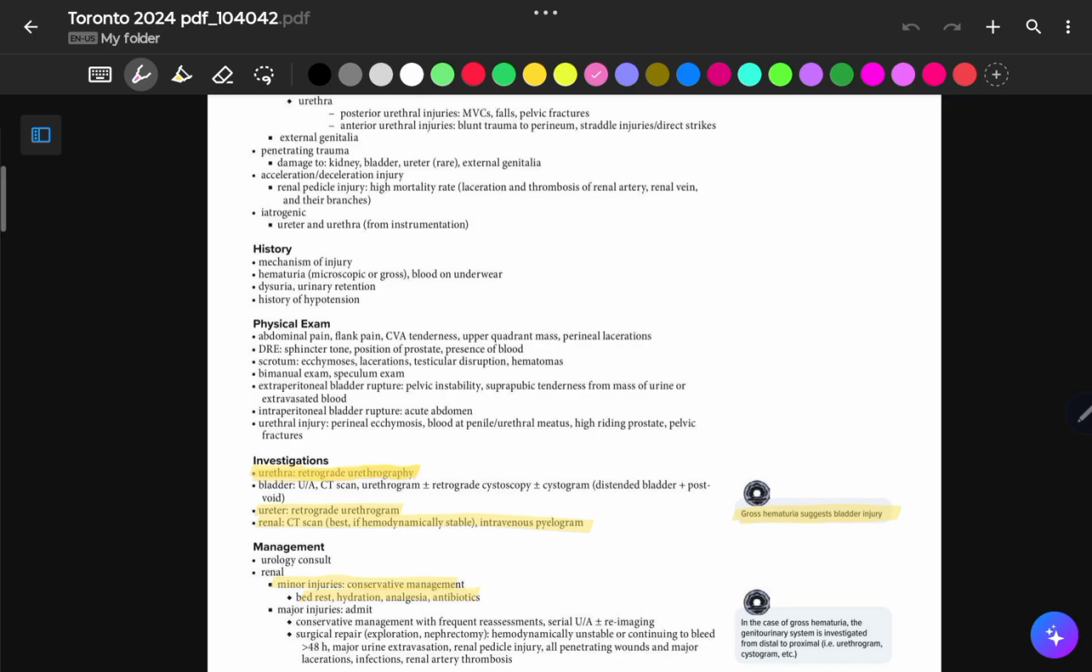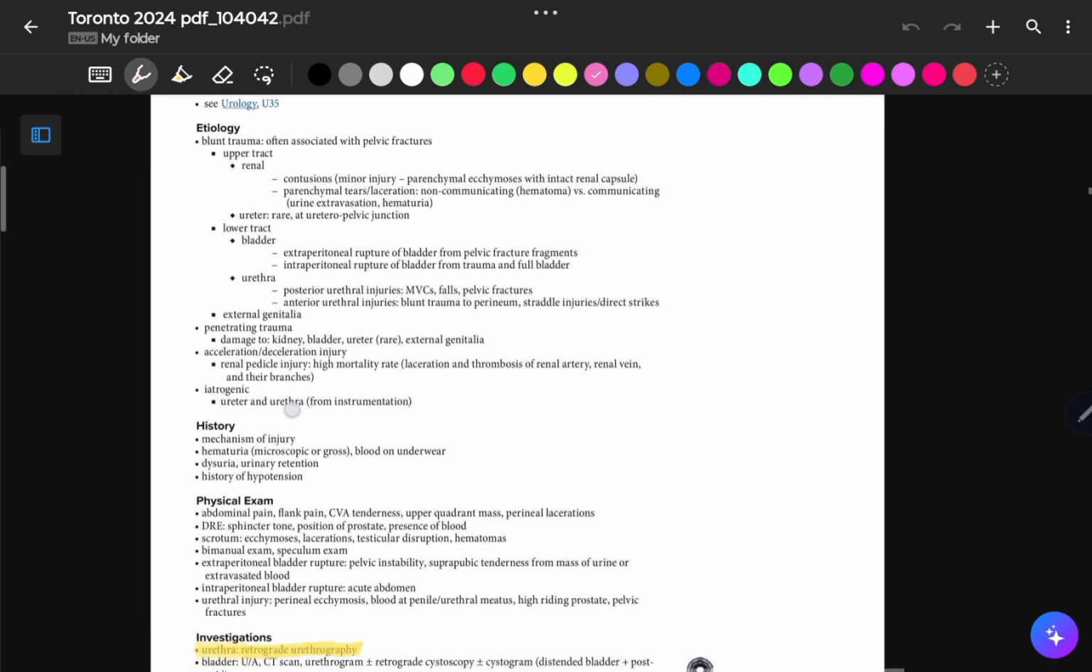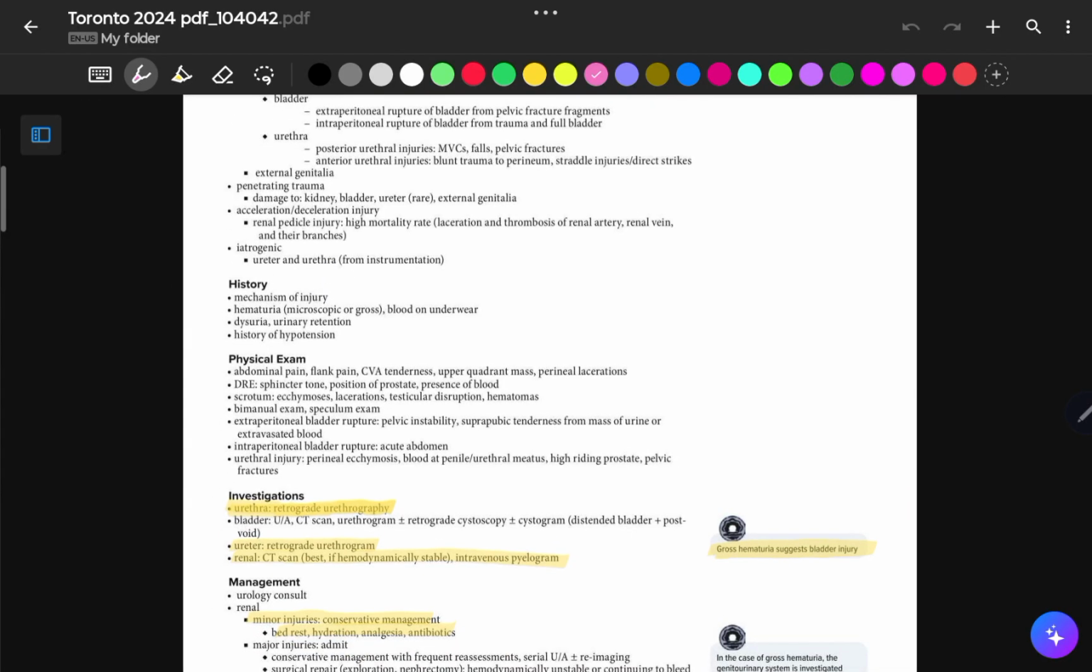It could also be secondary to acceleration-deceleration injury, where there is a high mortality rate due to laceration and thrombosis of the renal artery, renal veins, and their branches. It can also be iatrogenic, due to ureter or urethra instrumentation, the use of any instrument. So when a patient presents with genitourinary tract injuries, you want to ask the history, the mechanism of injury.